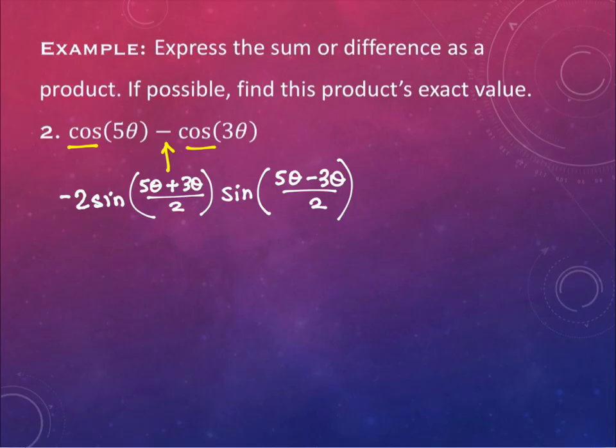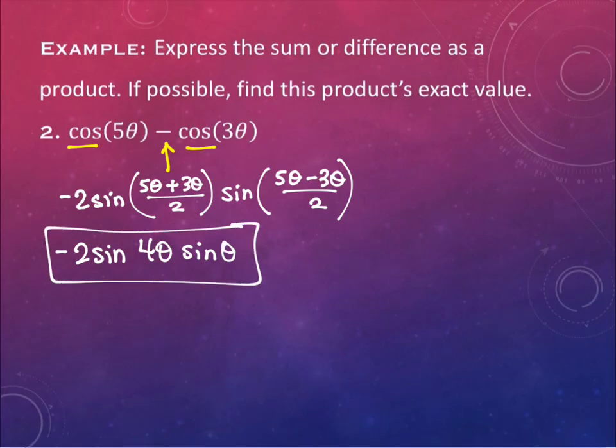Is everybody okay? This is the matching part that we just did. We just took the pieces on the left and matched them up, and then we did what it told us to do on the right. Now we're going to clean things up. So the negative 2 sine at the front stays there. What happens when I have 5 theta plus 3 theta? 8 theta divided by 2 would be 4 theta. And then the second piece, 5 theta minus 3 theta is 2 theta, divided by 2, theta. So this is the different expression in a product form than when we started with it in a sum or difference form, in this case a difference.